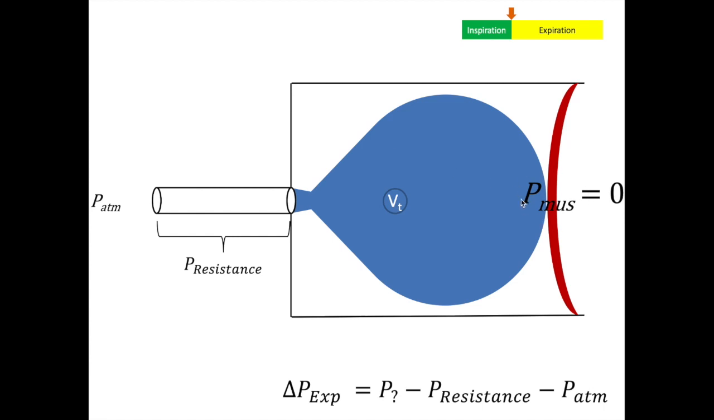It's not the diaphragm, because the diaphragm is an inspiratory muscle, so it's not working during expiration. So PMUS here is 0. What is it then? Well, the lungs and the chest wall have recoil. So when we inspired, we stretched the lungs and the chest wall out, right? Meaning they have like an elastic energy in them. And that elastic energy allows them to push back on the volume of air that's inside the lungs.